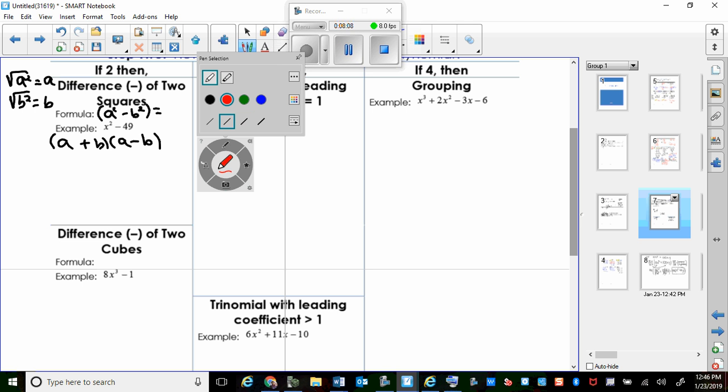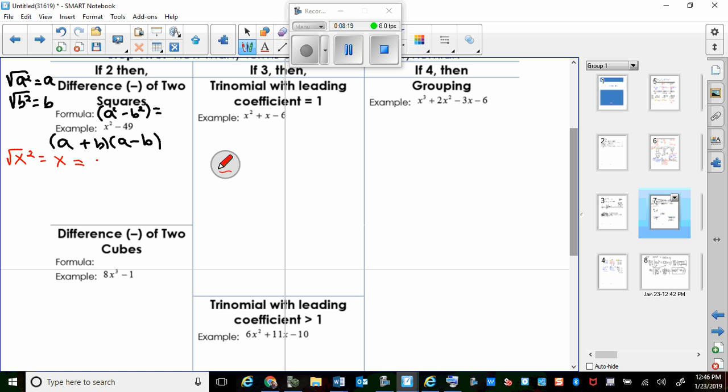First expression, I have x squared minus 49. So I'm going to take the square root of x squared, this equals x. And then this is my a. Take the square root of 49, this equals 7. Okay? So it equals plus or minus 7. So when I write, this is your b. So when I write this out, I have x squared minus 49 equals x plus 7 times x minus 7.